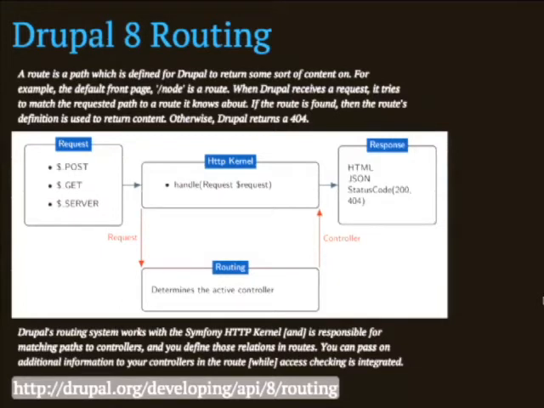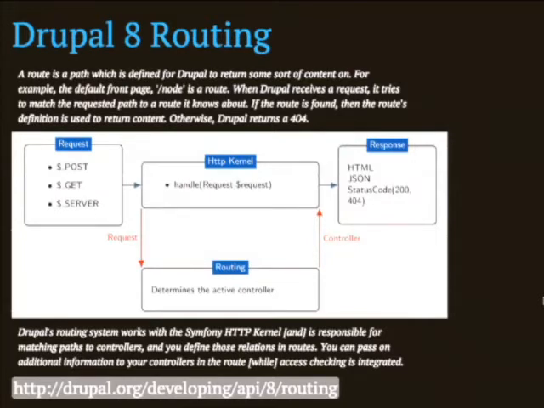So on the default front page, /node is a route. Drupal receives a request, tries to match this to something that it knows about, and if it's found, then the definition is returned, and we get content, the node page. If not, we get a 404.